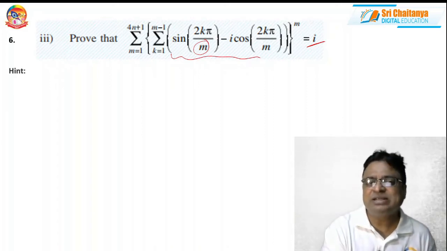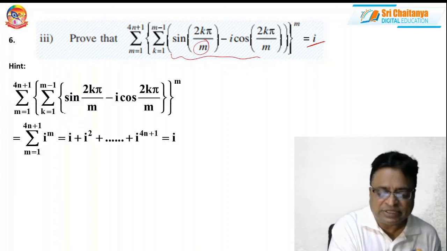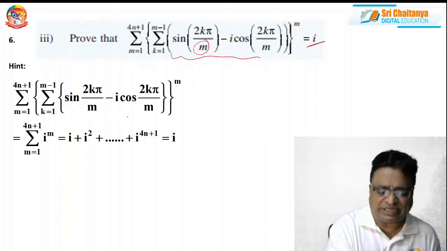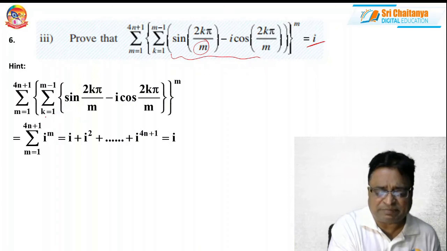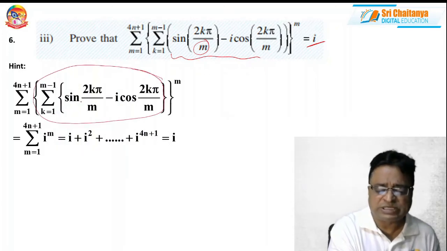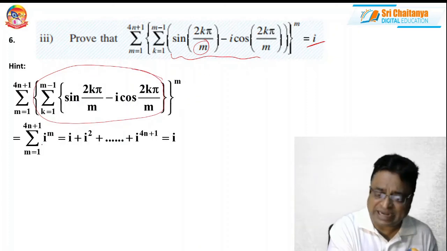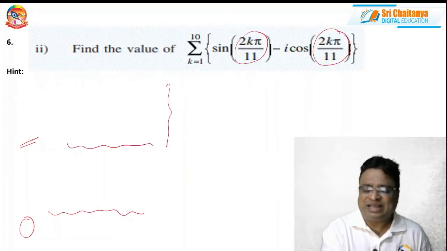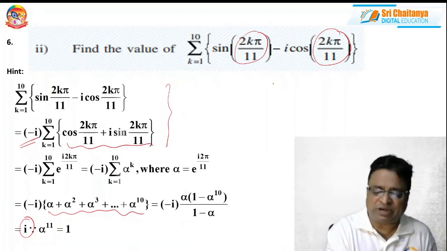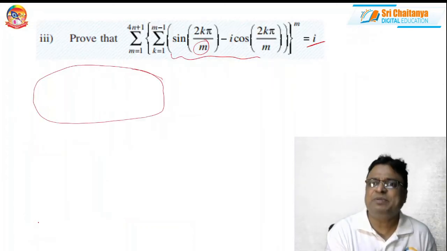So what I did was, again, I have taken the term, this term which is in the bracket, sigma k equal to 1 to m minus 1 sin 2k pi by m minus i cos 2k pi by m. That I can write as i. Why? Because just now we have solved this problem. According to that problem, the answer would be i. The same problem is given here.